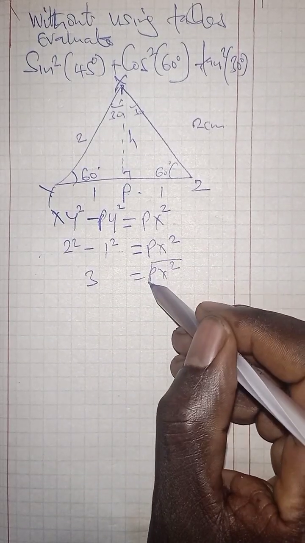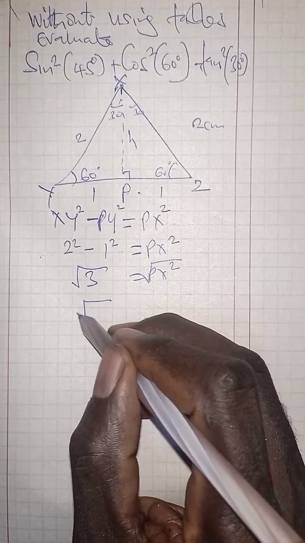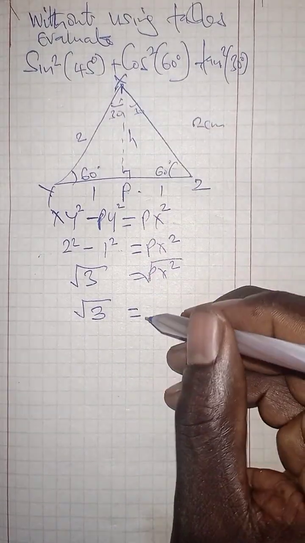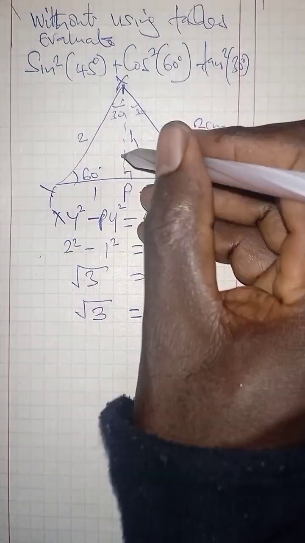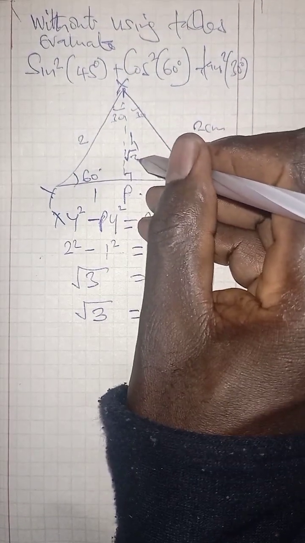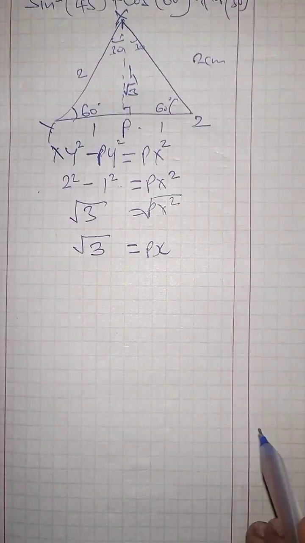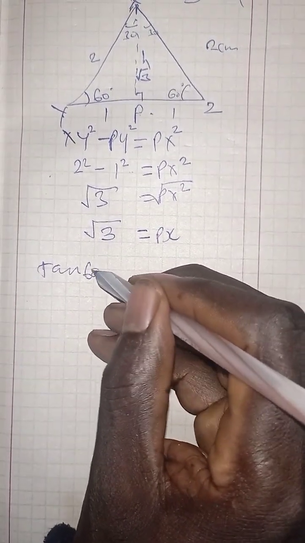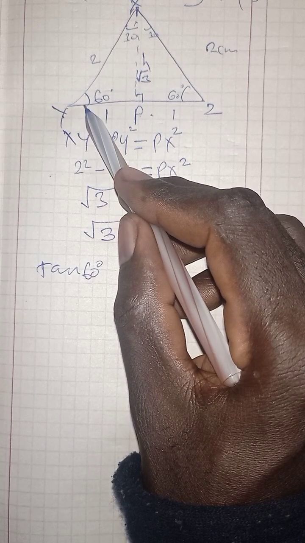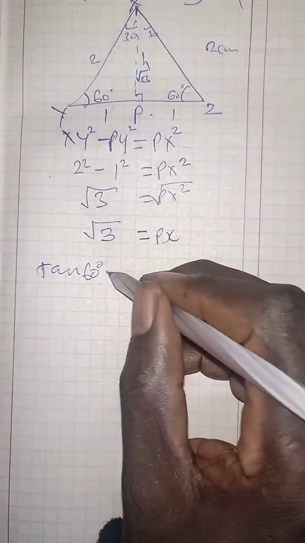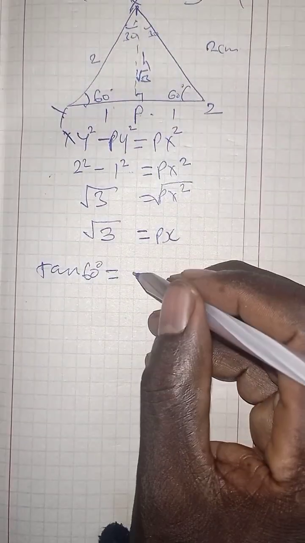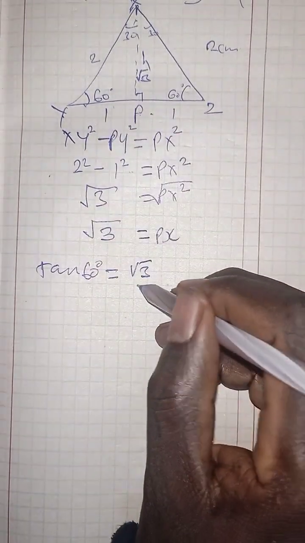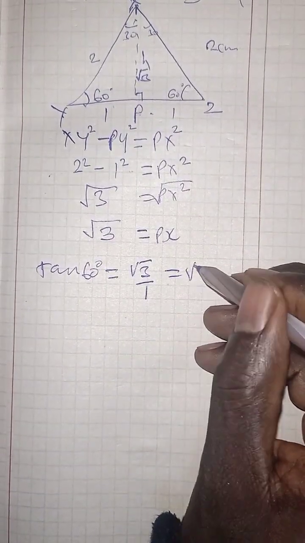Now find the square root on both sides. You find that the square root of 3 is equal to the height, which is px. Now we can comfortably say that the height is equal to square root of 3. Now having that in mind, what is tan 60? Tan 60, we shall take the opposite side over the adjacent side. The opposite side, which is the height, is square root of 3. The adjacent side is 1. So this is just equivalent to the square root of 3.